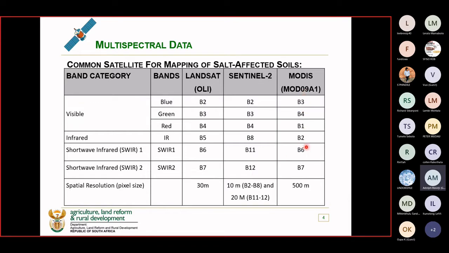Then we have MODIS. MODIS, if you look at the spatial resolution, is pretty much coarse because it is 500 meters. But now the other issue with these satellite imageries is how frequently will you be able to get imagery for the same piece of land. That is what they call temporal resolution. So MODIS, in as much as it is so coarse, you can get imagery of the same place every day. The Sentinel-2 every 5 or so days, and then Landsat you can get imagery every 10 days. So those are the trade-offs that you need to consider when you go into remote sensing data.